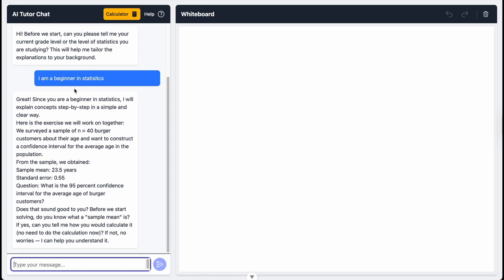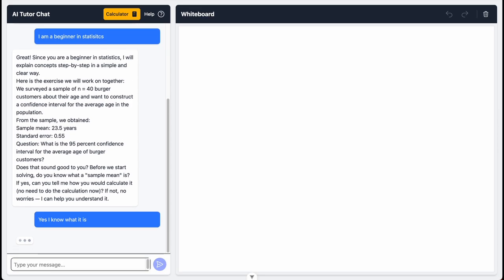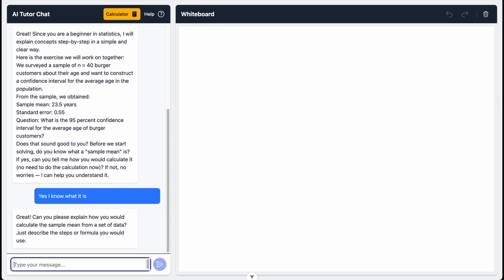So it's very simple. Our exercise for this is to calculate the 95% confidence interval for this data, and instead of directly calculating it, we're starting simple. So he asks us, do you know what the sample mean is? If yes, can you tell me how you would calculate it? If not, no worries. So what we're doing is just claim, yes, I know what it is. I'm telling him, yes, I know it.